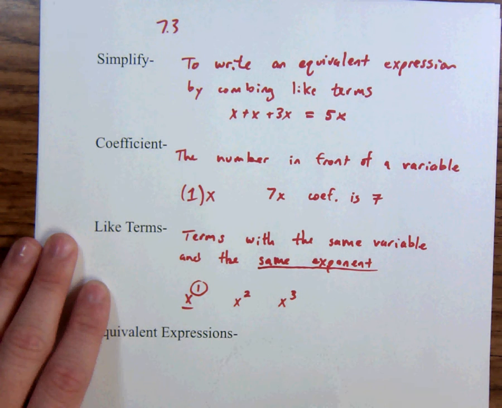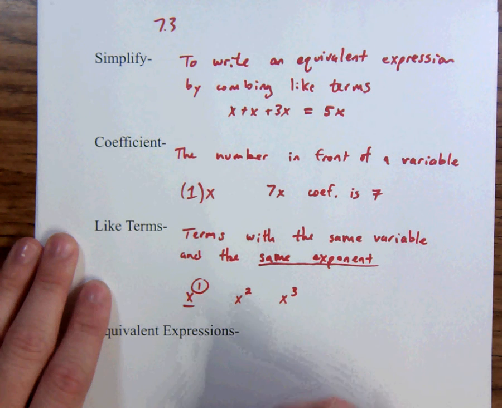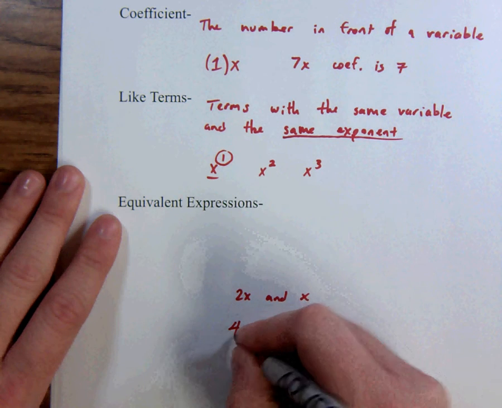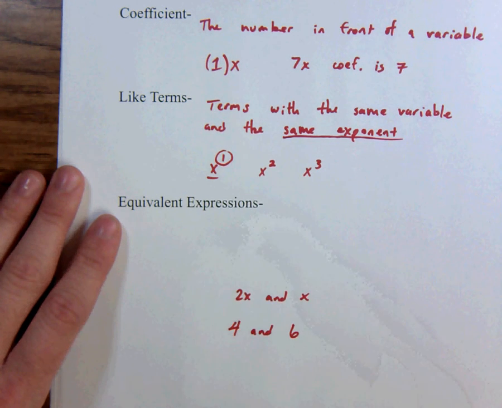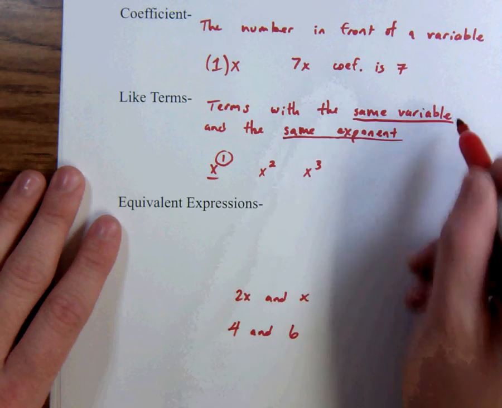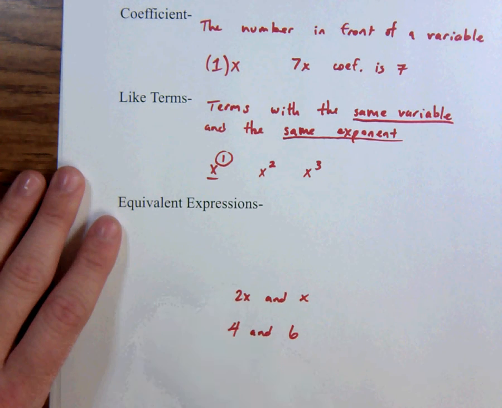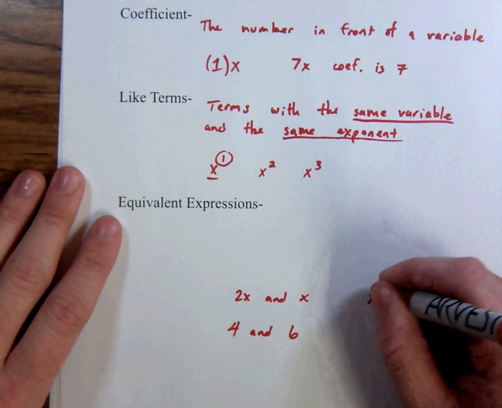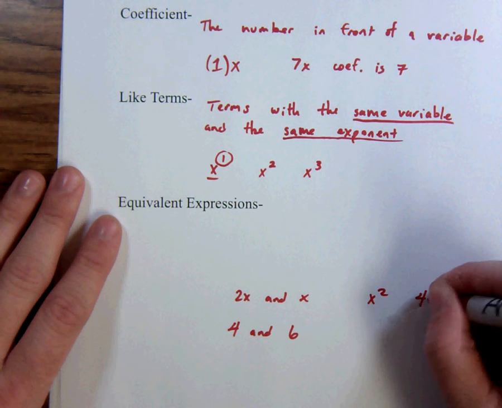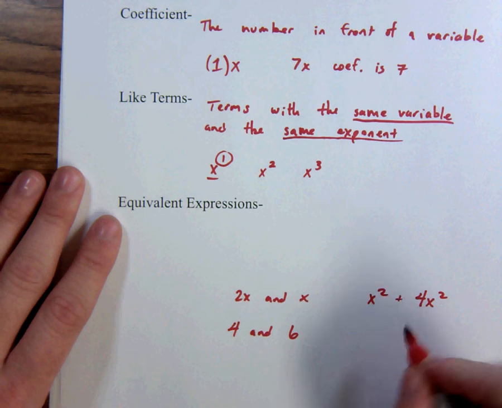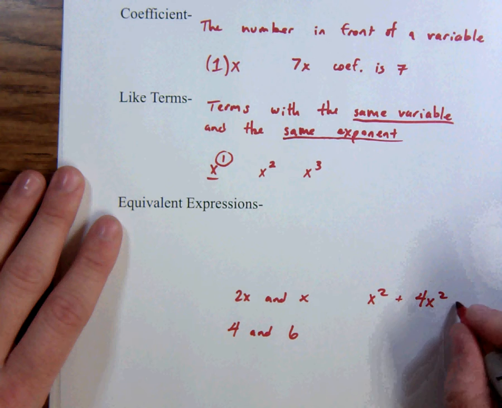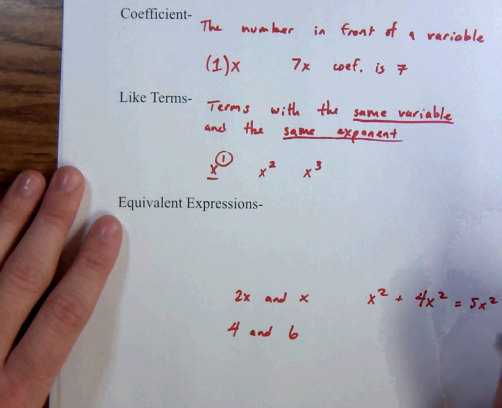So what I mean by that is 2x and x are like terms. 4 and 6 are like terms. There is no variable, so we don't really have to worry about them being the same variable, but they do have the same exponent, which is an understood 1. x squared and 4x squared, well, these are like terms. We could combine these and simplify them. I have 4x squareds here and I have 1x squared there, so that is 5x squareds.